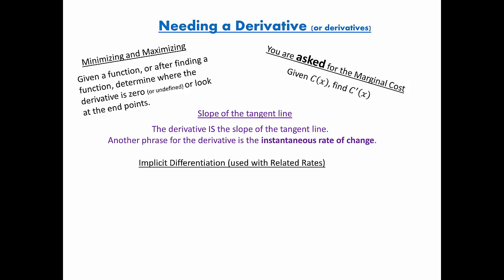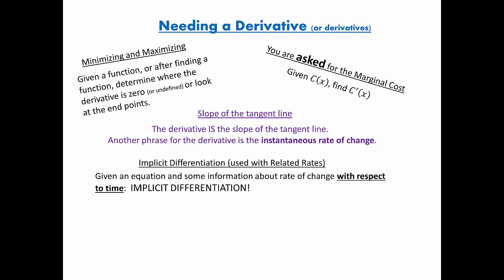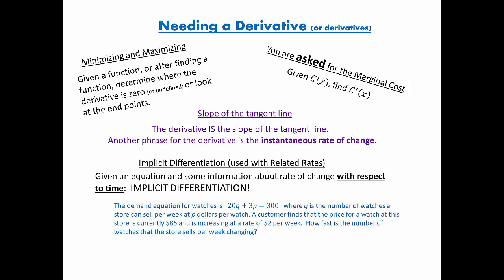Implicit differentiation used with related rates. This is one of those word problem type things. The key thing with these problems is that they're telling you things and asking you about things with respect to time. This is going to be implicit differentiation. Now, I'm not going to actually do this problem, but realize the clue to knowing that this is a related rate problem is the fact that they've given you information about per week. A store can sell per week P dollars, and it's currently $85. It's increasing at a rate of $2 per week, and they're asking how fast is the number of watches the store sells changing per week.